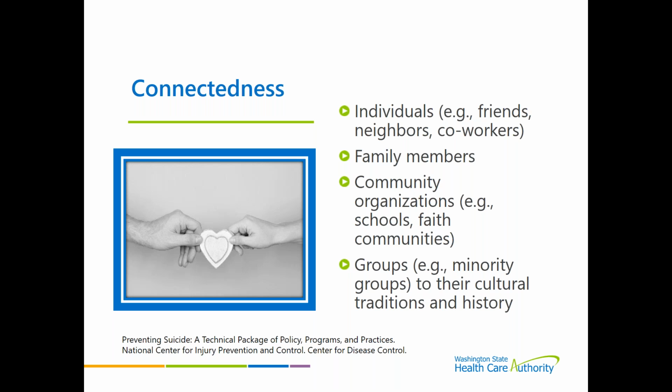Connectedness and social support can be enhanced through social programs directed at specific groups, such as older adults or LGBTQ youth, as well as through activities that support the development of positive and supportive communities. Social support and connection are key protective factors against suicide. Positive and supportive social relationships and community connections can help buffer the effect of risk factors in people's lives. Programs and practices that promote social connectedness and support are one element of a comprehensive approach to suicide prevention.